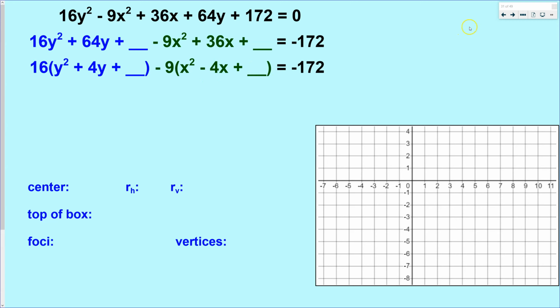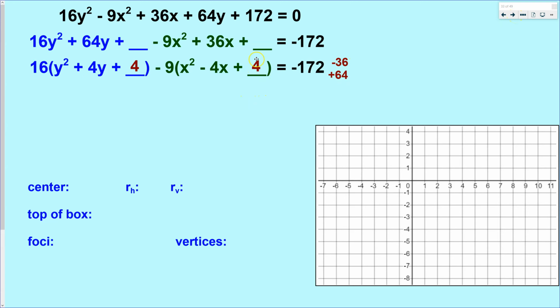So throw those numbers in there, and then you have to figure out how much you added to the left-hand side. So I had 16 times 4, that's 64. And then be careful here again, this is a -9 times +4, so that is a -36 added to that side. So we're going to add a +64 and a -36 to the right-hand side to balance out what we did on the left-hand side. And from there we can start factoring and consolidating.